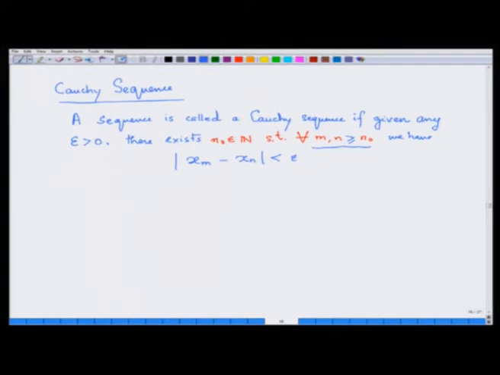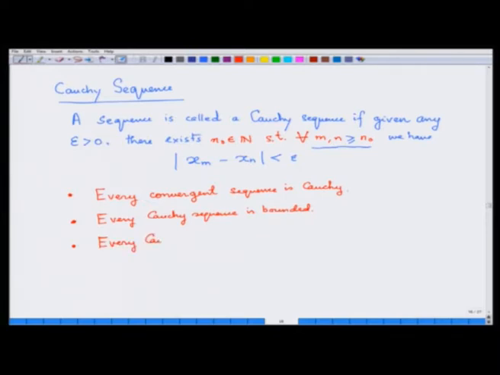So, why is a Cauchy sequence important in our studies? The reason is as follows. One, every convergent sequence is Cauchy. Two, every Cauchy sequence is bounded. Three, a very important result, extremely important: every Cauchy sequence is convergent. So, a real sequence is convergent if and only if it is Cauchy. Every Cauchy sequence is convergent. This is a very important result of mathematical analysis.